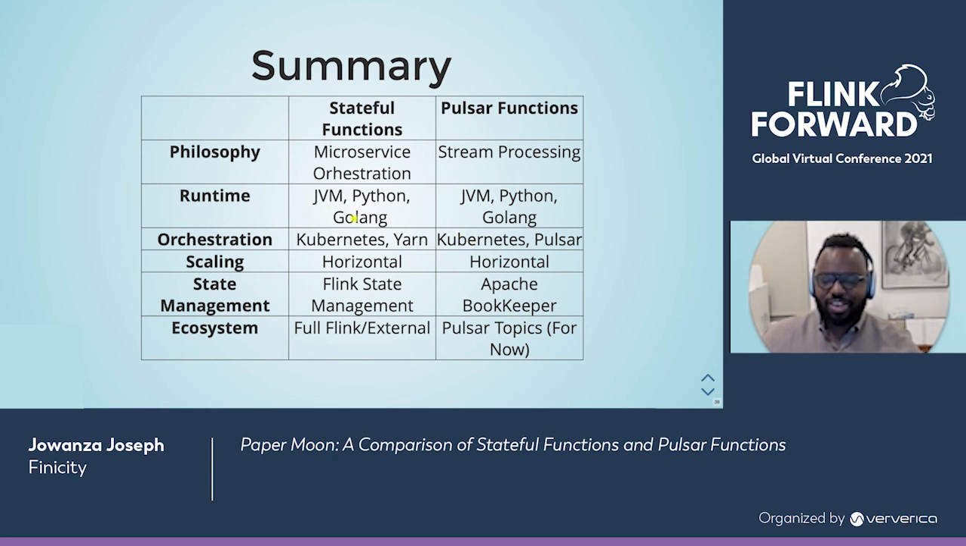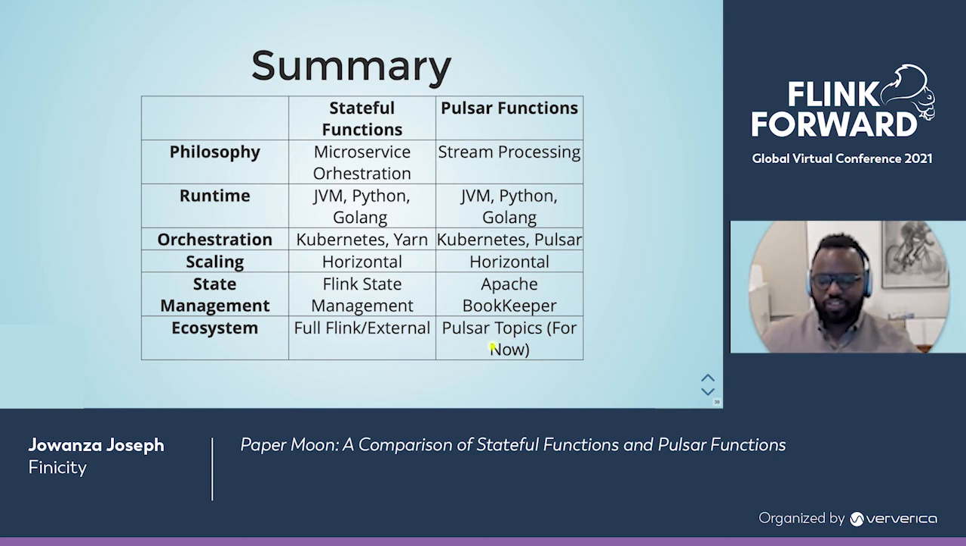And then they both can run on Kubernetes. And you'll notice from the documentation for both of them, a lot of the examples are using Kubernetes. And then you can orchestrate with Yarn for your Flink cluster. And Pulsar is part of the distribution for Pulsar Functions. They both can scale horizontally, based on HTTP traffic for Stateful Functions and based on message volume for Pulsar Functions. State management is handled by Flink in the Stateful Functions case, and handled by Apache BookKeeper in the Pulsar Functions case. And then you get full access to the Flink ecosystem and any external system really too.